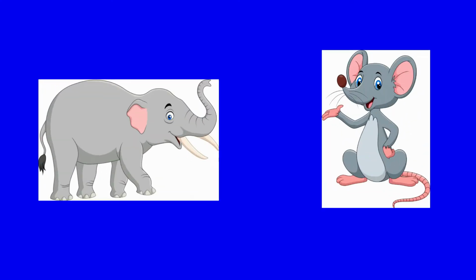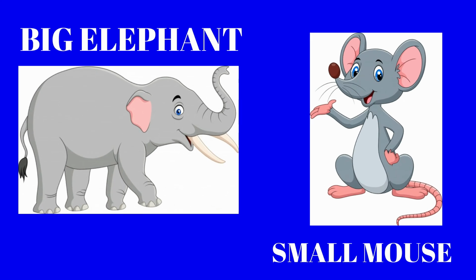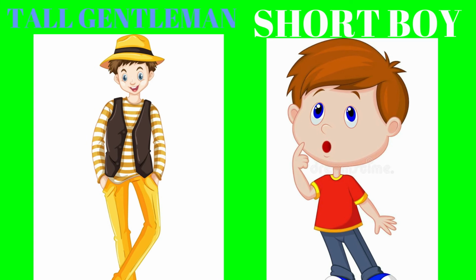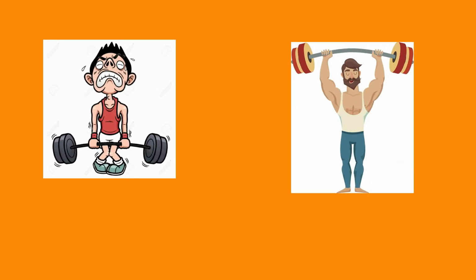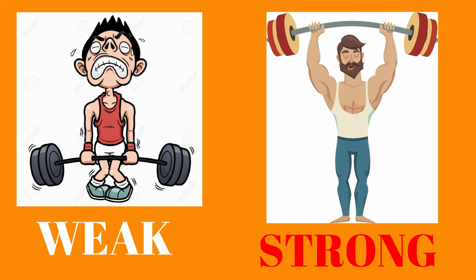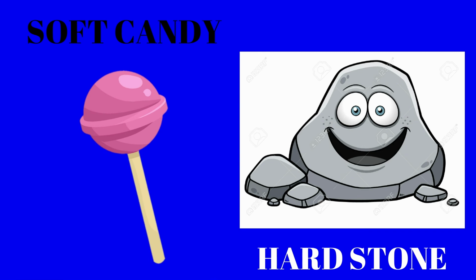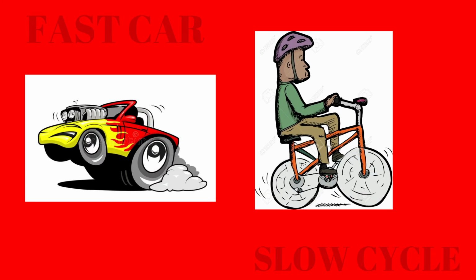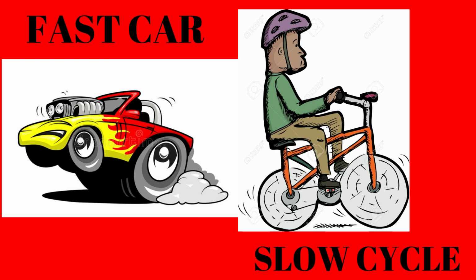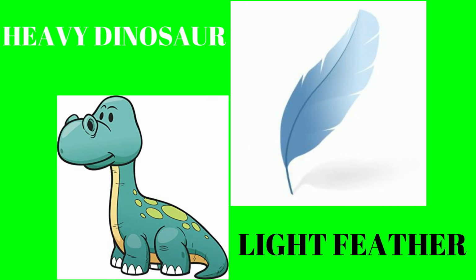Review. Big and small. Tall and short. Weak and strong. Soft and hard. Fast and slow. Heavy and light.